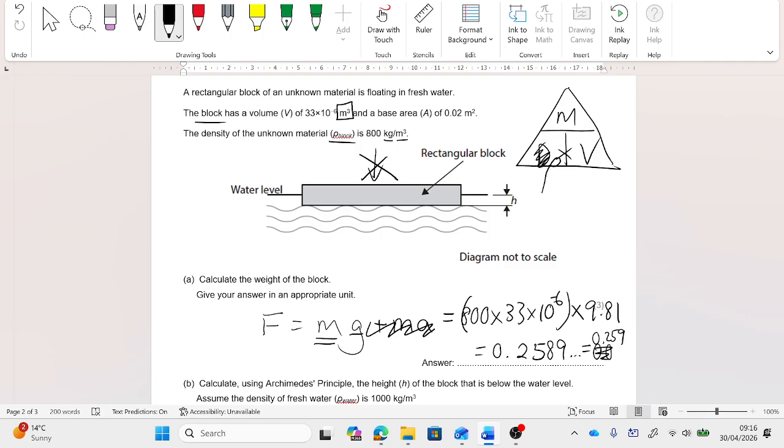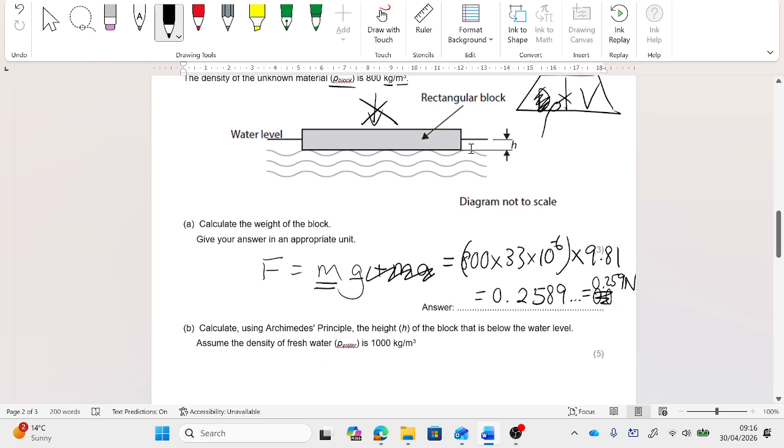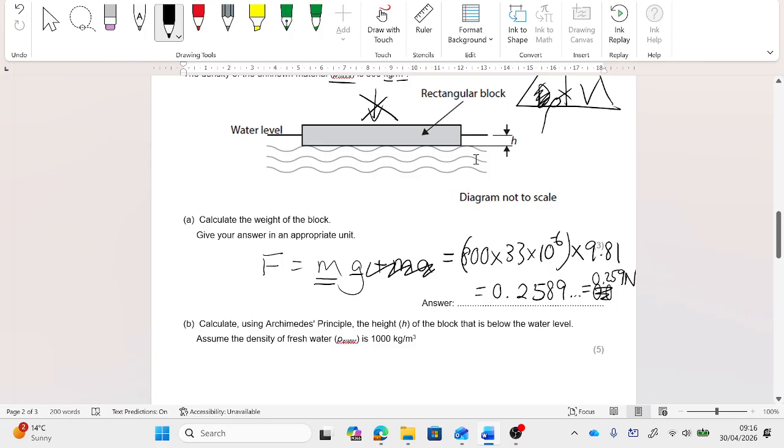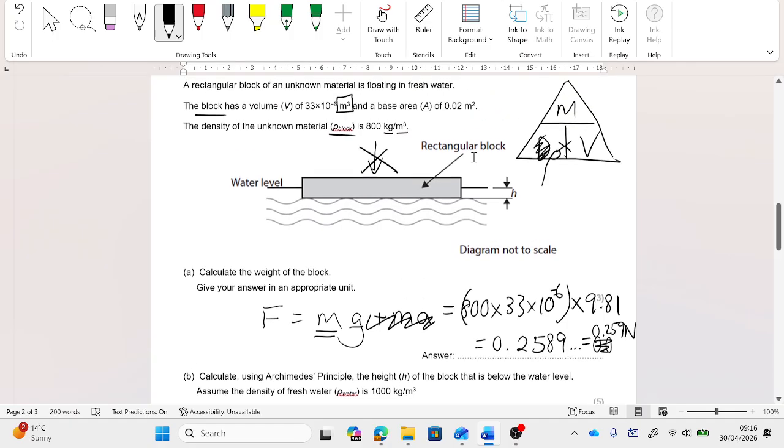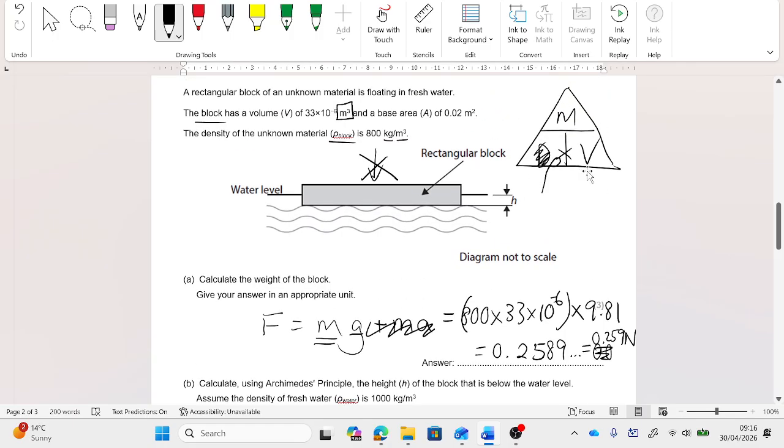And the force is in Newton. The unit is Newton. Okay, there you go. So that's the easy mark there, but a lot of people got this wrong because, number one, they forgot the formula for calculating density, mass, and volume.